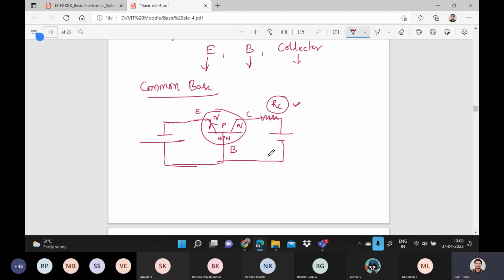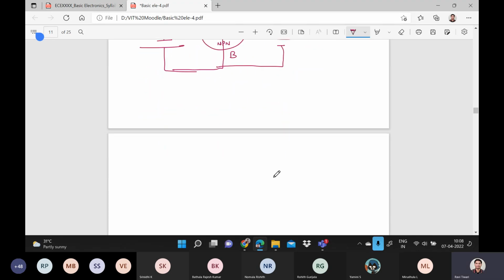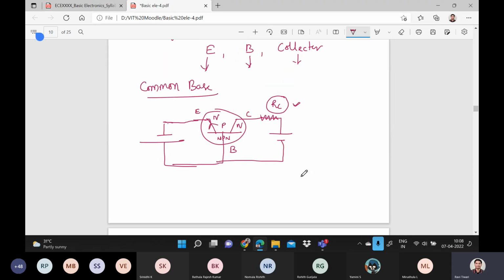Okay, now here you can amplify the signal. So what will be the current amplification factor? Now you see. First, you see what is the input current. The direction I already explained. It's opposite of the electron flow. So IE is coming out like this, IB is coming like this, and IC is going like this.